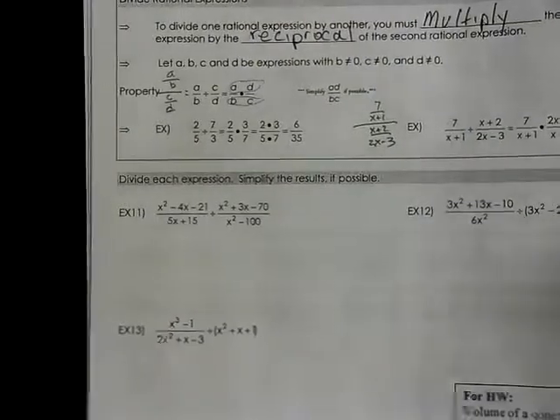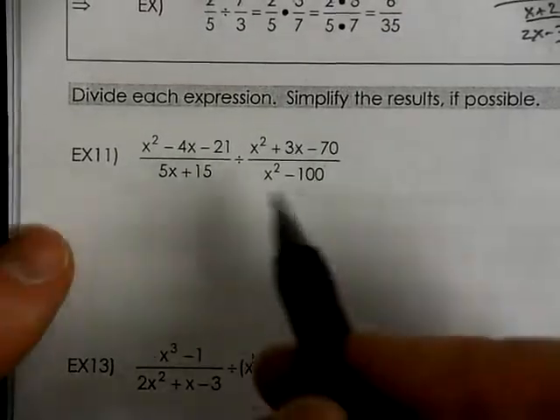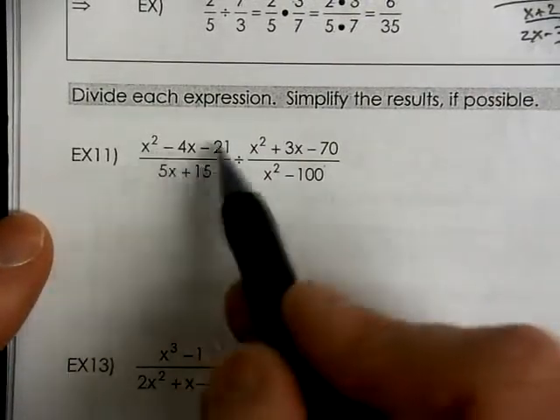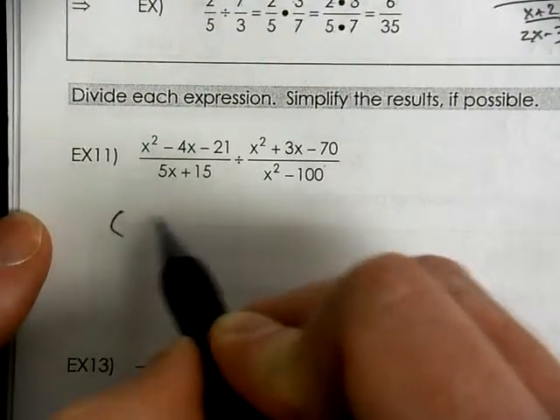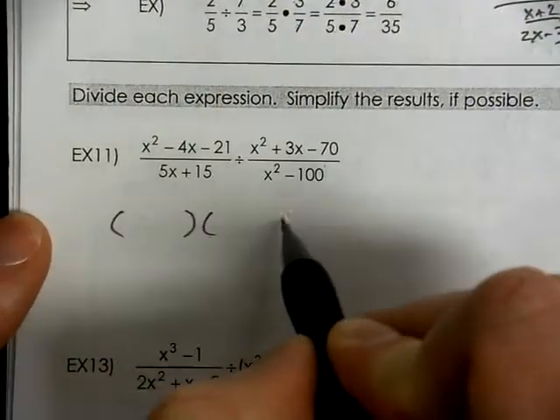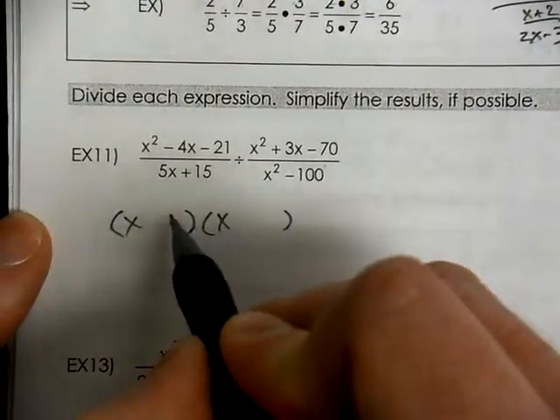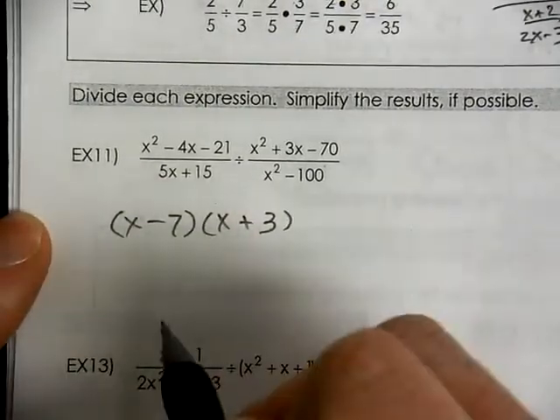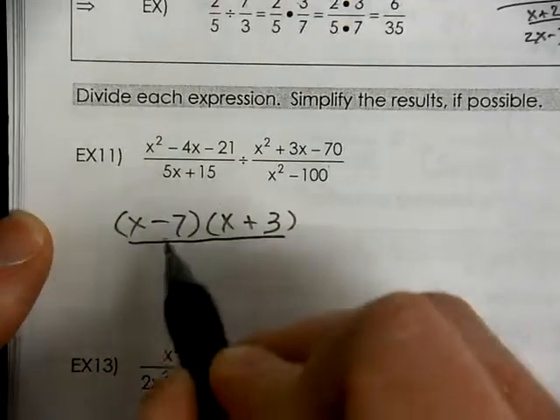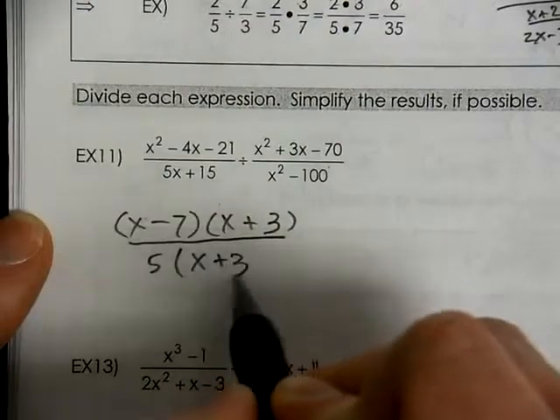So let's try one. We're looking here. We're first going to factor that apart. We're going to say x and x, 7 and 3. You need more negatives than positives. You're going to factor out your 5, and you're left with x plus 3.